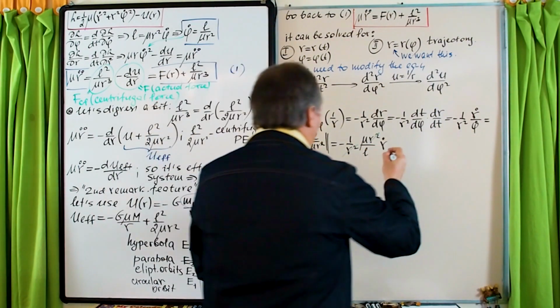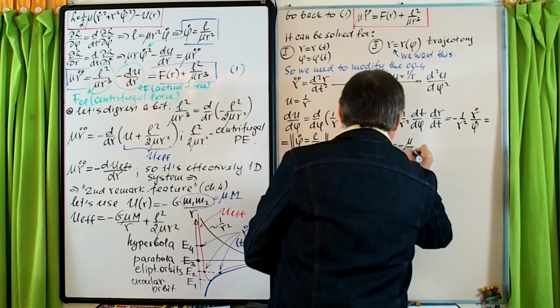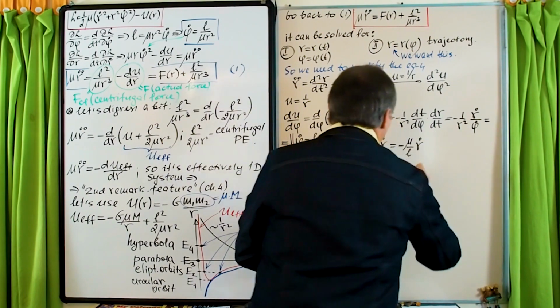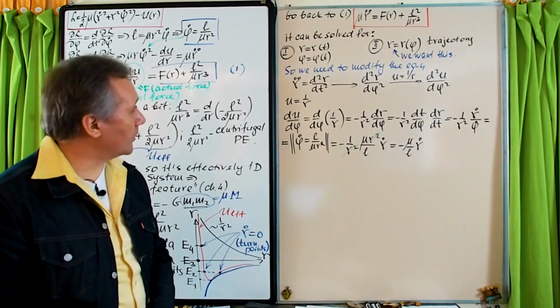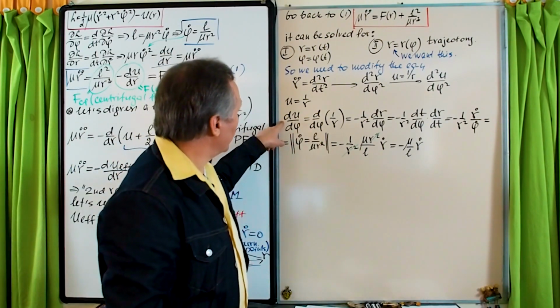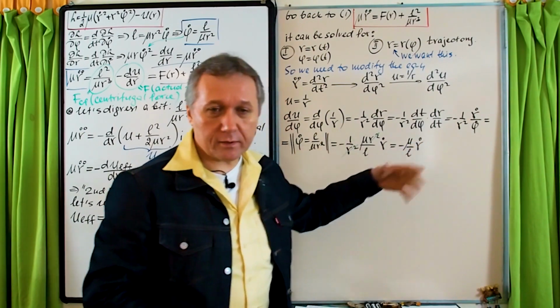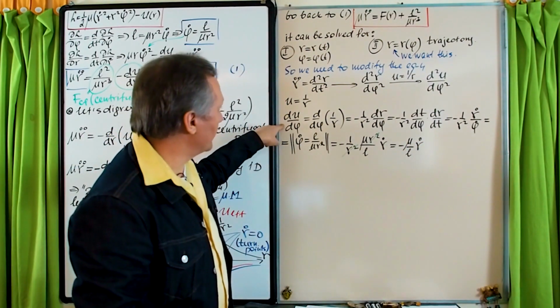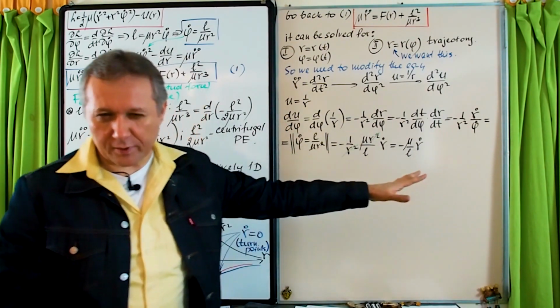And as a result, we have minus mu over L r dot. Okay, so here we have u prime, the derivative with respect to phi, and here r dot. So let's differentiate with respect to phi one more time. And then on the right hand side, we will get r double dot.